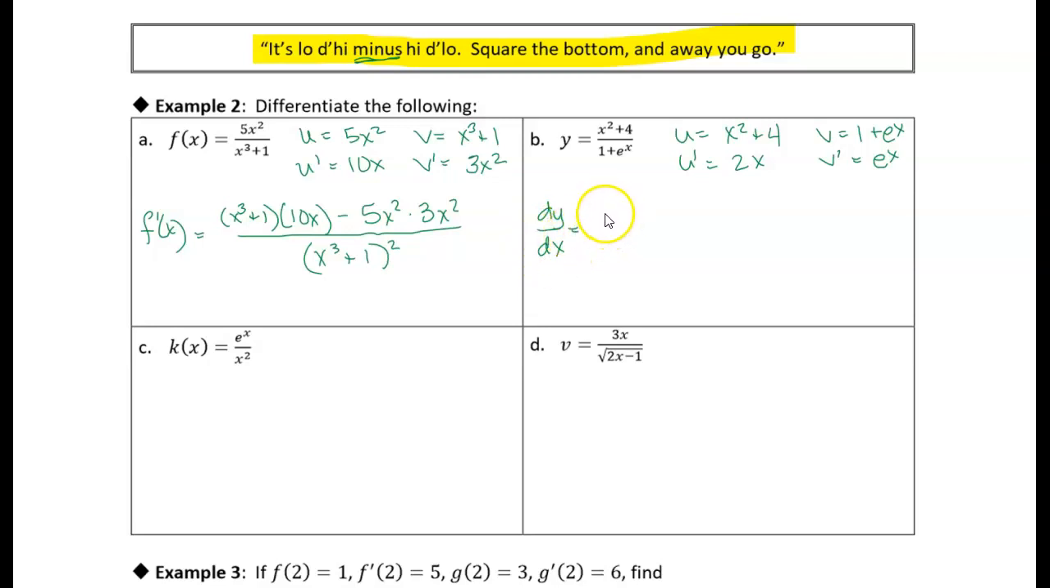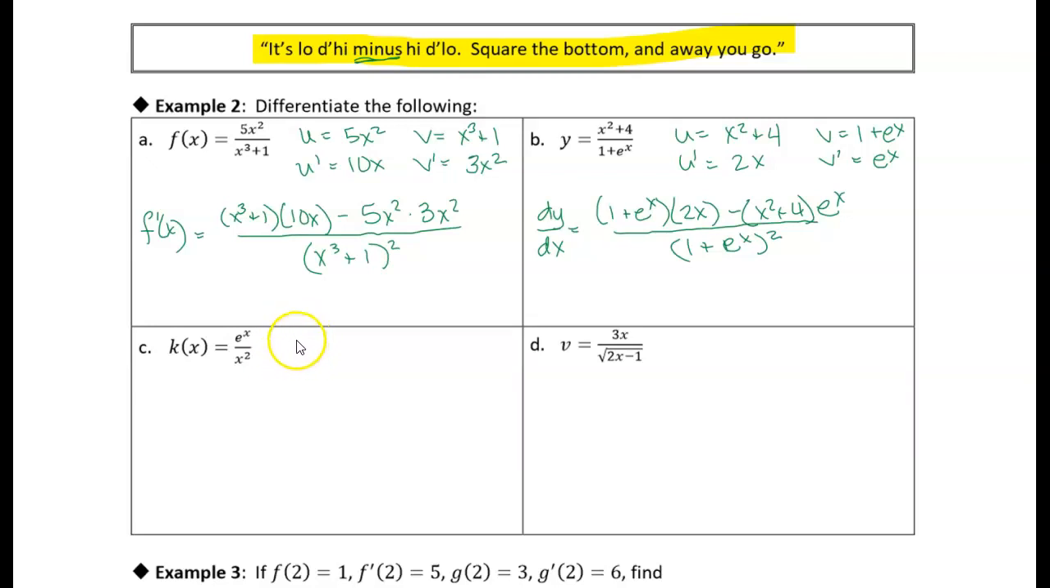So it's low d high minus high d low all over low squared. Oops, 1 plus e to the x quantity squared. All right, that's all there is to it. Just practice, practice, practice, you'll get it. All right, let's do another one.